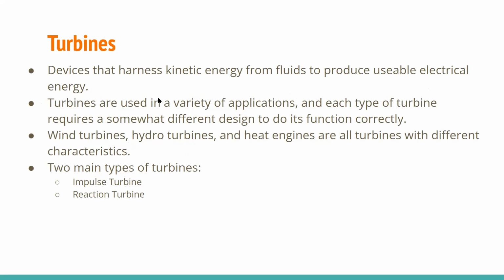Another example are turbines, which are devices that harness kinetic energy from fluids to produce usable electrical energy. A lot of these are wind turbines, hydro turbines, heat engines, and they're used in a variety of applications, and each turbine has a somewhat different design to do its function correctly. But the two main types are impulse and reaction.